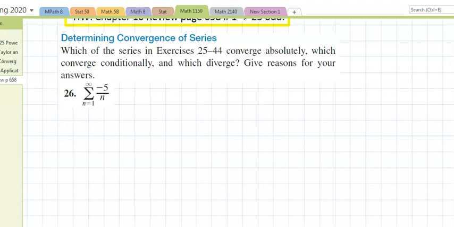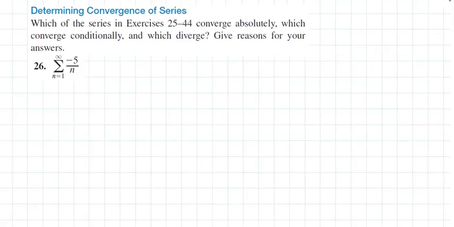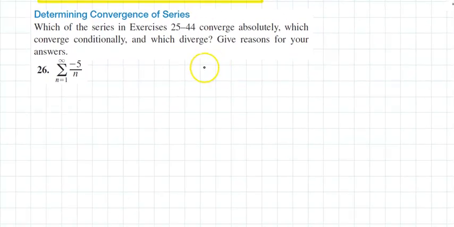Okay, we're going to continue on. We're on number 26, still in chapter 10 review. And here we're looking at the following problems. Direction: determine which series converges absolutely or conditionally.